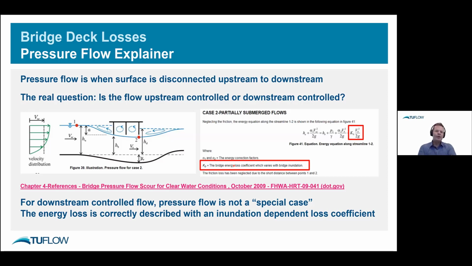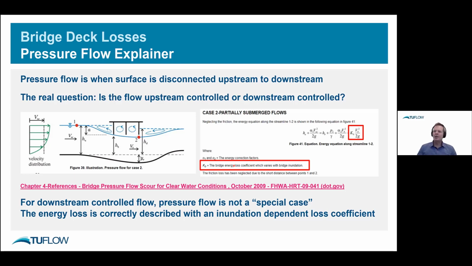This is a perfectly correct way of approaching flow that you might previously have thought of as, well, this is pressure flow. But the truth is, in this situation, when it's downstream controlled, pressure flow is not a special case. You can still represent the energy loss as a loss coefficient times the energy head of the flow that's going through the structure.